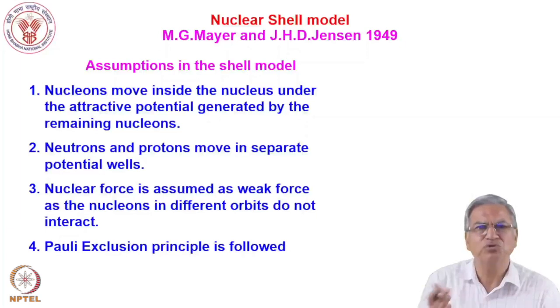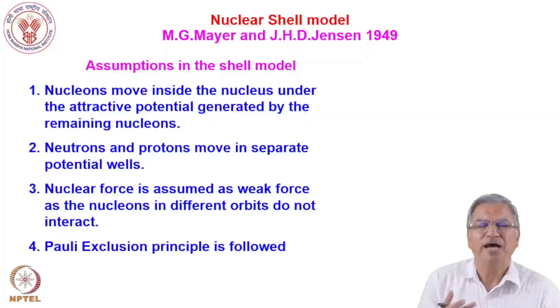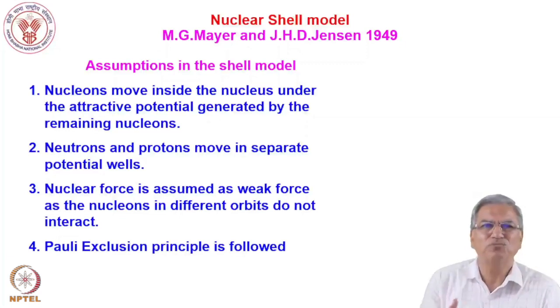So you start seeing two potential wells, one for neutrons, one for protons. Like for the atomic structure, you solve the Schrodinger equation for an electron and find the energy levels of the electron, the K, L, M shells. Similarly, in the case of the nucleus, you solve the Schrodinger equation for the neutron and the proton in a particular potential well, and you get energy states that are analogous to those for the electrons.